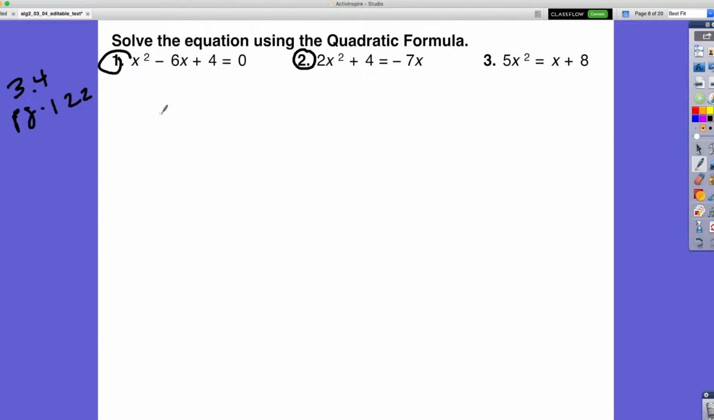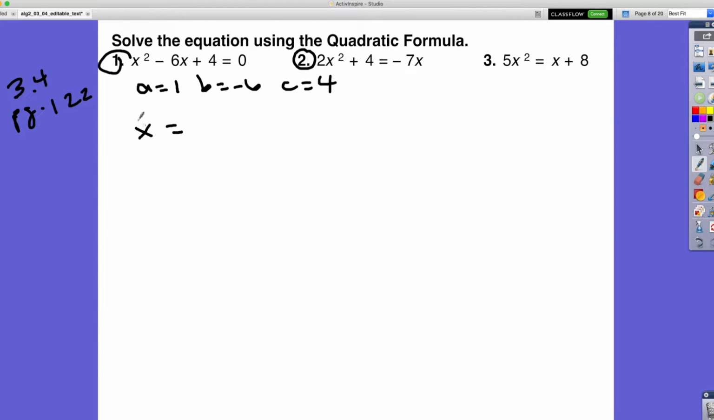Okay, so first it has to be in standard form. This one is in standard form, and let's write out what is A, which is 1, what is B, which is -6, and what is C, which is 4. And I always want you to write out the formula, just because the more that you write it, the easier it will be to memorize it.